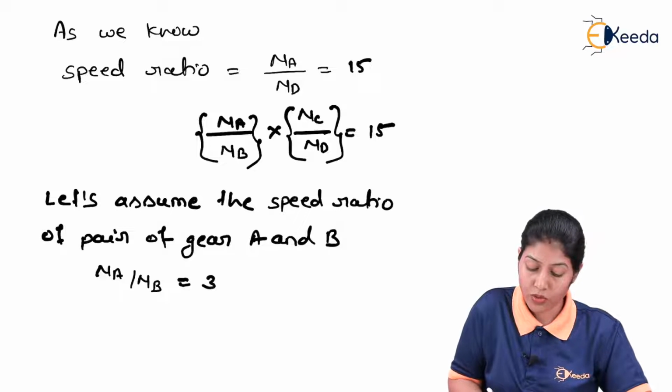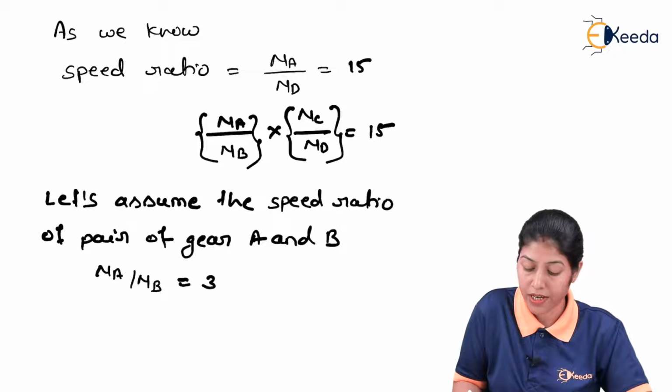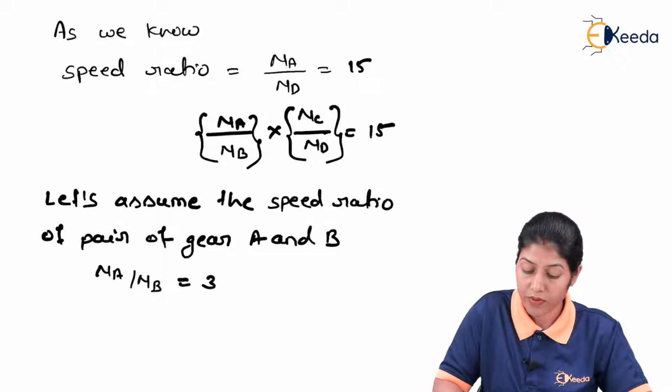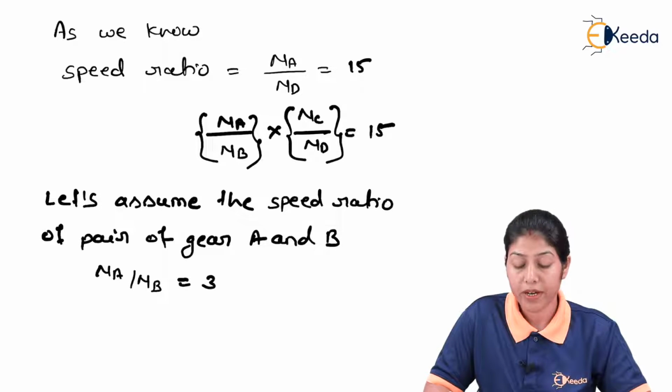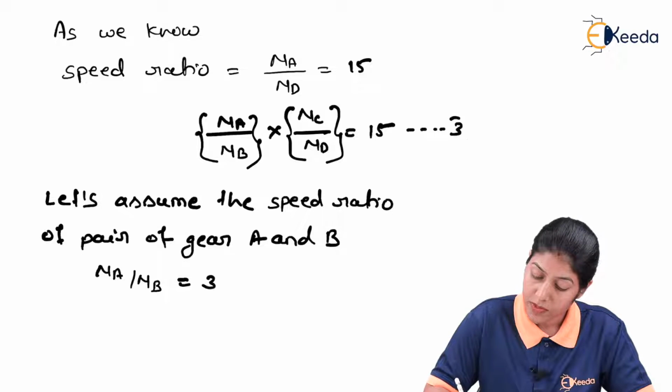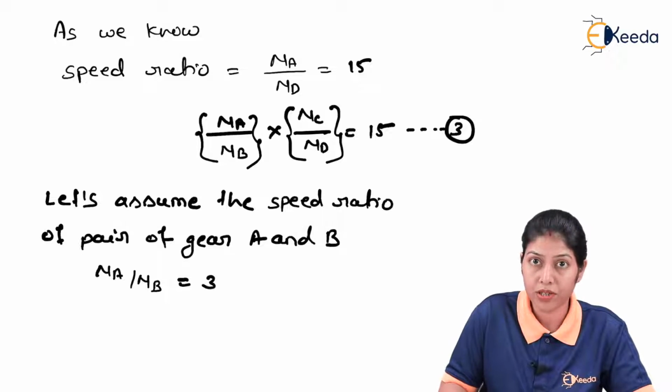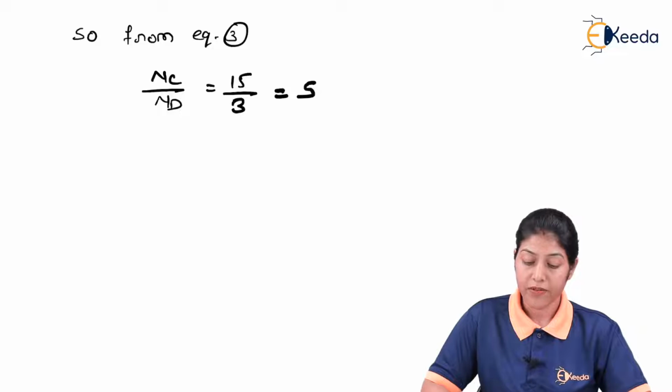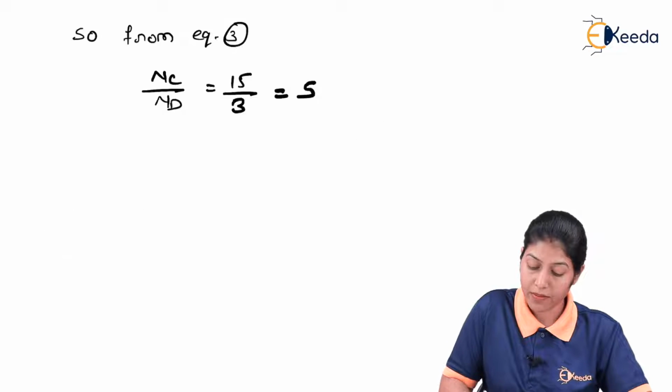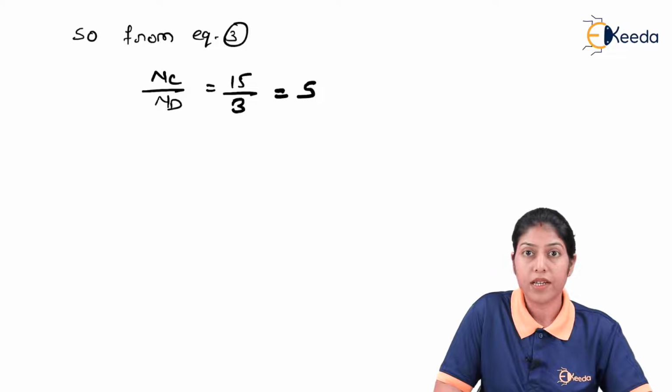So here I am assuming the speed ratio for the pair of gears A and B, for the meshing condition of gear A and B, as 3. In place of this NA by NB, we will put this value 3. So we will get the second speed ratio for the pair of gears C and D. Let's assume this equation as equation 3. From equation 3, we will get NC by ND, which is 5.